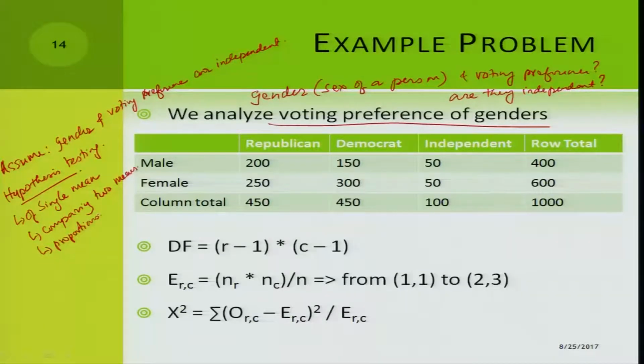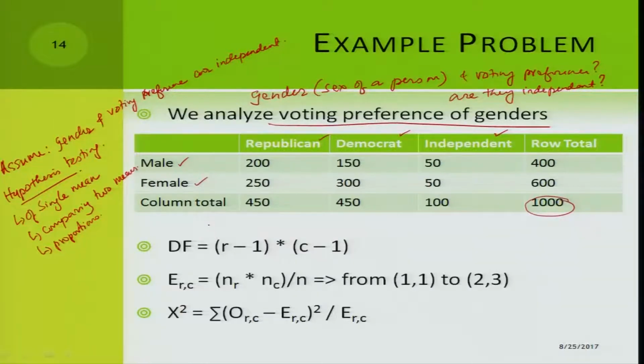So what we have here is two genders, male and female, and three parties. This is United States data, so the Republican, Democrat and Independent. We have collected a sample of about 1,000 people: 400 male and 600 female. Of the 400 male, 200 voted Republican, 150 voted Democrat and 50 voted Independent. Of the 600 female, 250 voted Republican, 300 voted Democrat and 50 voted Independent. We are trying to find out whether gender has an influence on voting preference.